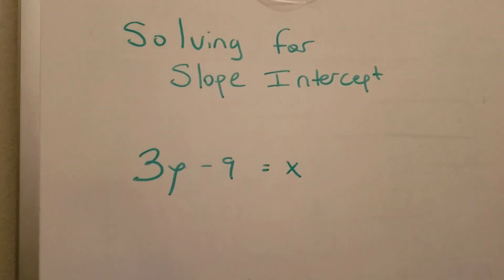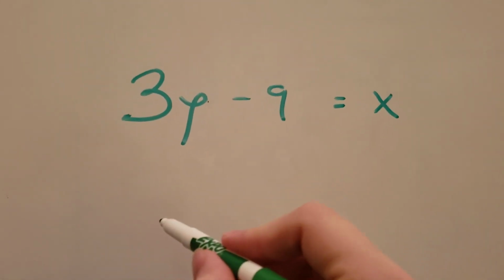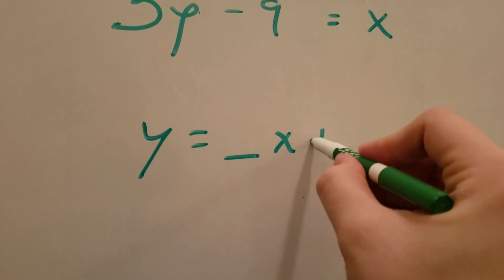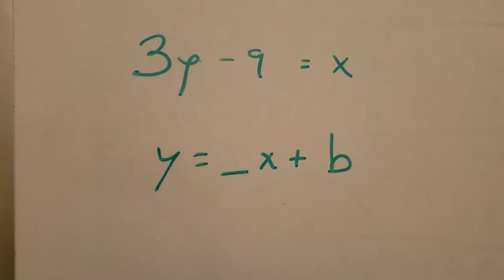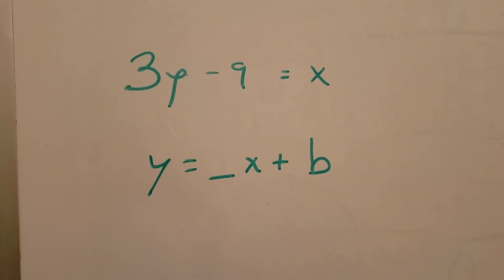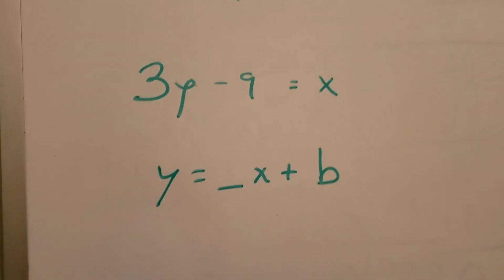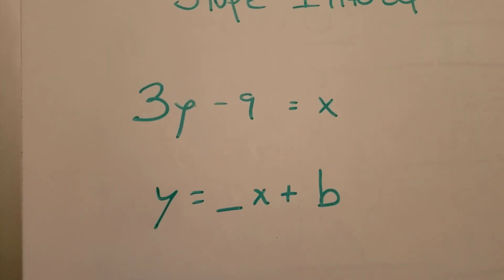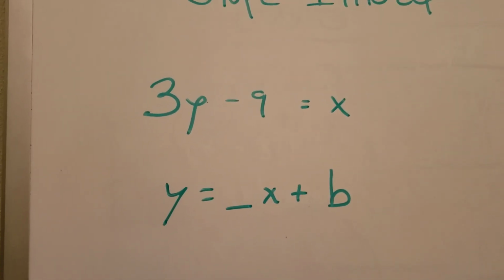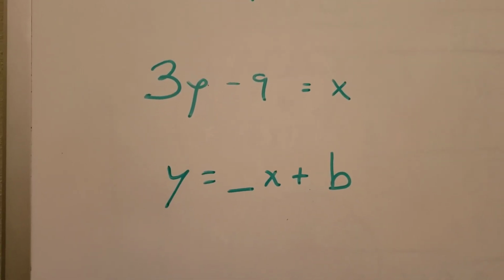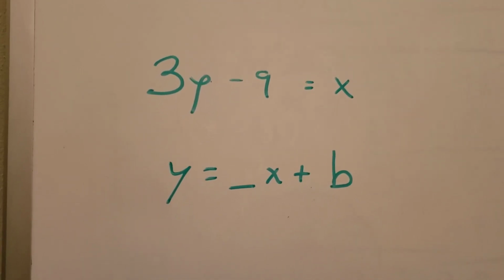Remember, in slope-intercept format, our equations always look like this, where y is equal to something in front of x, some coefficient, plus b. So let's take a look at this first example here where we have 3y minus 9 equals x. We need to solve for y in this instance. Solving for any variable means we just need to move everything away from that variable. We want to isolate it.